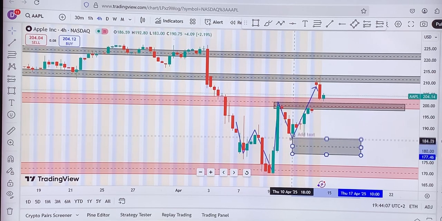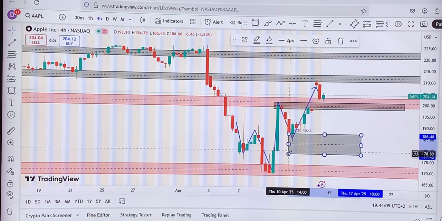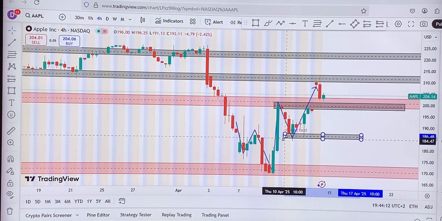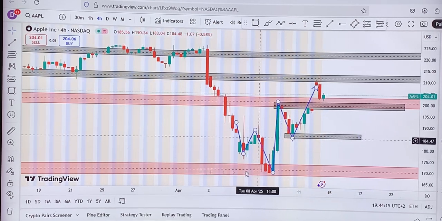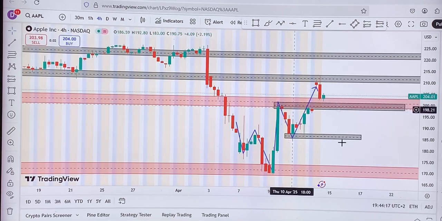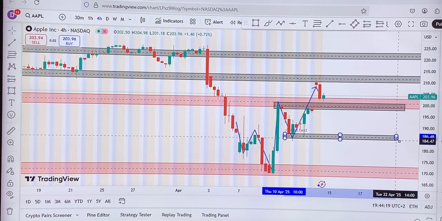Once again, these are the things I teach in my mentorship. Because if you're just following structure, you most likely want to take this level when you have a most recent level here. So that is why mentorship is very, very important.